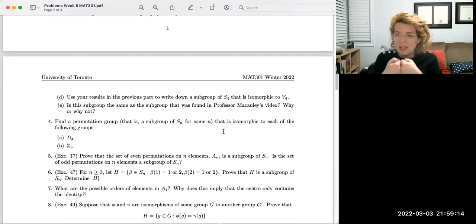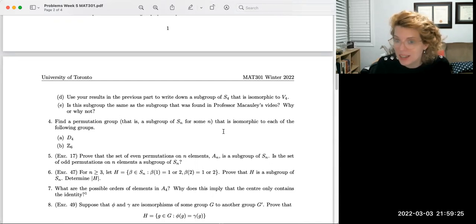Since alpha beta is equal to beta alpha, those two things commute, so the order of that element has to be equal to the LCM of 2 and 3, which is 6. So alpha beta has to have order 6. But that's a contradiction, because we know that there are only elements of orders 1, 2, and 3. And you can do the same thing for the other case, assuming that you have something in the center of order 3.